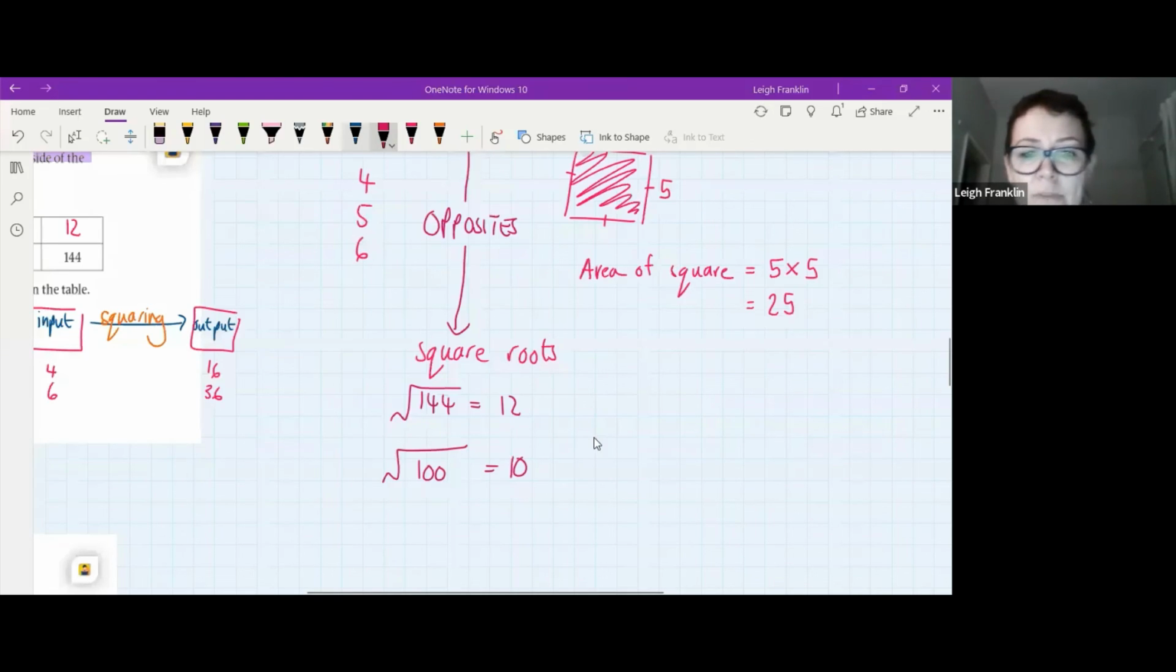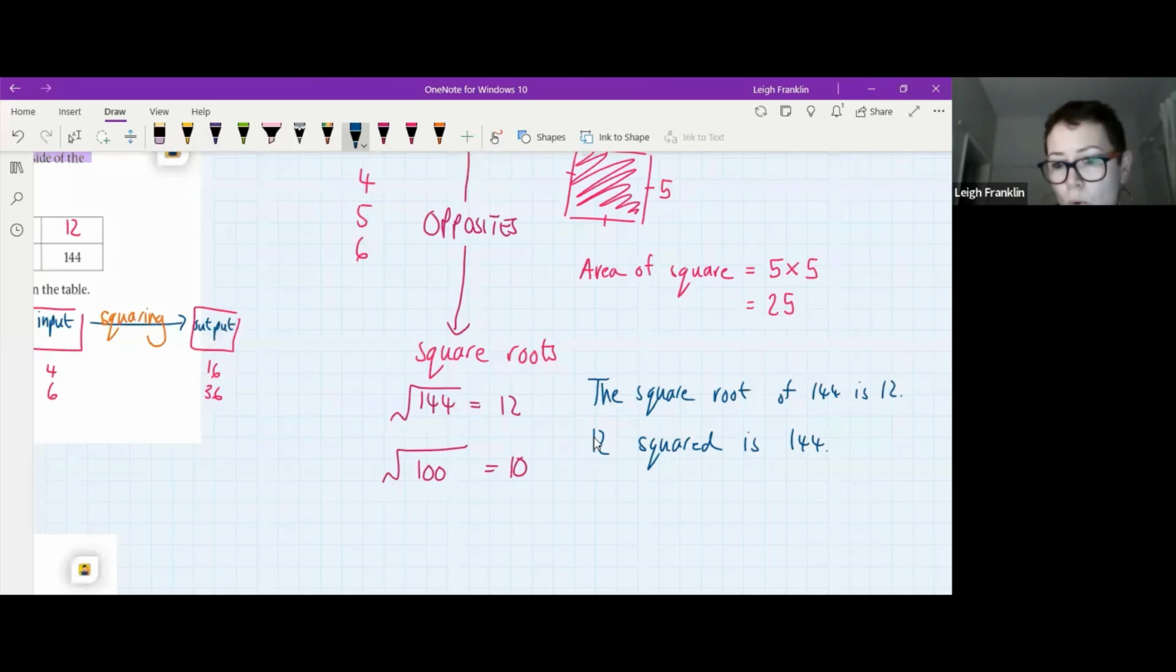All right, the square root of 144 is 12. I'm going to even write that down for you. The square root of 144 is 12. But what I would say is 12 squared is 144. Does that make sense to everybody? Correct. 12 times 12 is 144, or 12 squared. Quite right. And the square root of 144 is 12. Lovely. That's very good, guys.